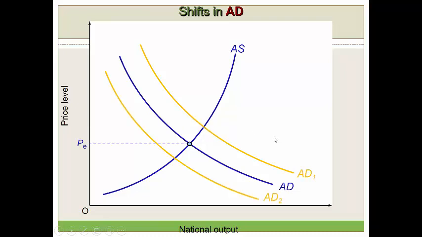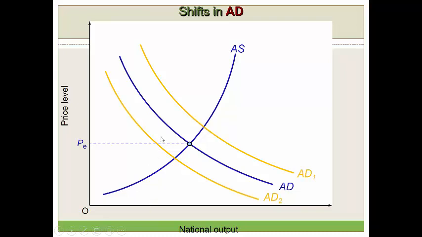Now, AD2, this is the leftward shift in AD. This is the opposite of AD1. In this case, we expect pessimism and confidence will be lower. Firms tend to not spend as much. Consumers don't consume as much. As a result, the whole economy-wide spending declines. And what happens is that at this equilibrium price, the quantity demanded will be lower.